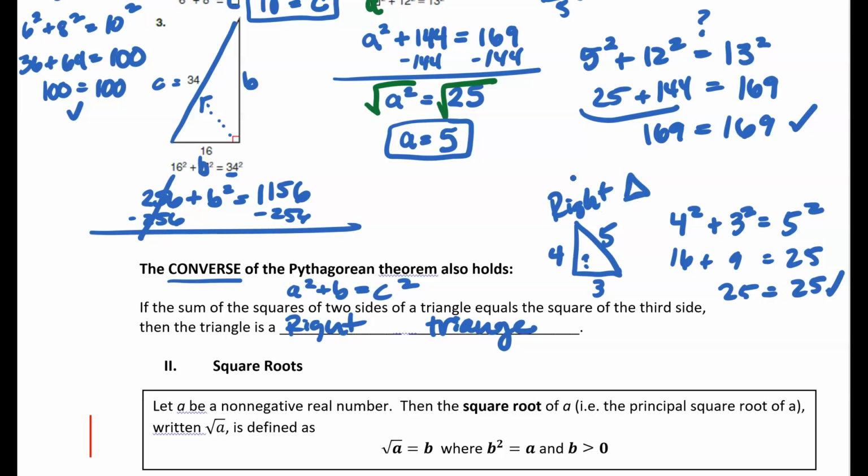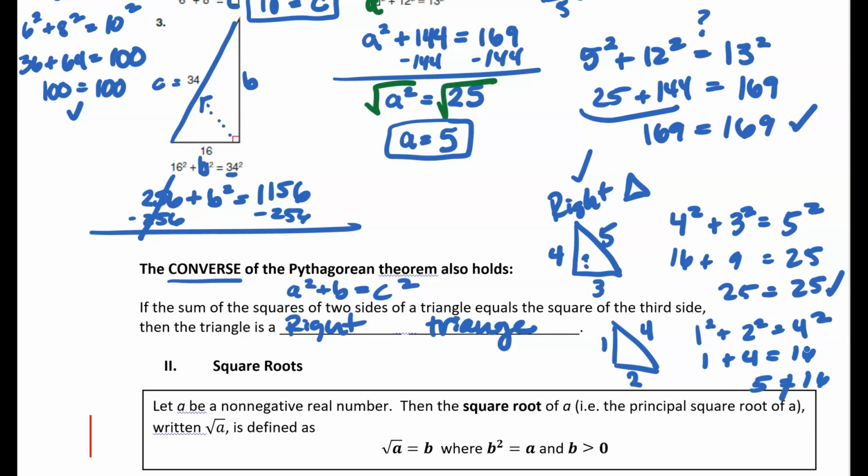So that's confirmed. It also can work the other way where maybe it doesn't work out. So maybe you have a triangle, and I'm just making this up. Maybe this is 1, 2, and I don't know, 4. So I would have 1 squared plus 2 squared equals 4 squared. So I get 1 plus 4 equals 16. 5 does not equal 16, so this is not a right triangle. So you can use it to prove that a triangle is not a right triangle too.